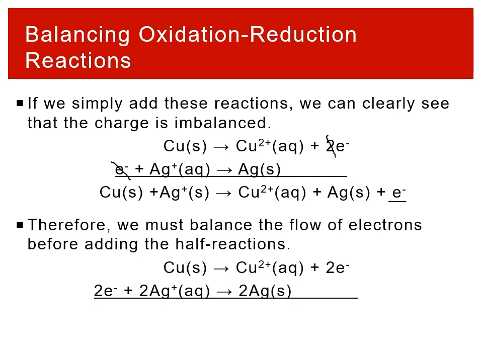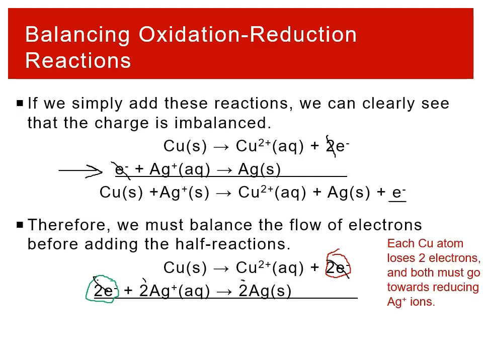Therefore, we make the half reactions and we balance the flow between them. How we can do that is we take this second reaction where there's only the 1 electron going in, and we multiply all of the coefficients by 2 to make it 2 electrons that are flowing in. So we can think that there are 2 electrons that come out of the oxidation process and 2 electrons that go in to the reduction process. When we add it together, the 2 electrons cancel each other out. And we get an overall reaction.